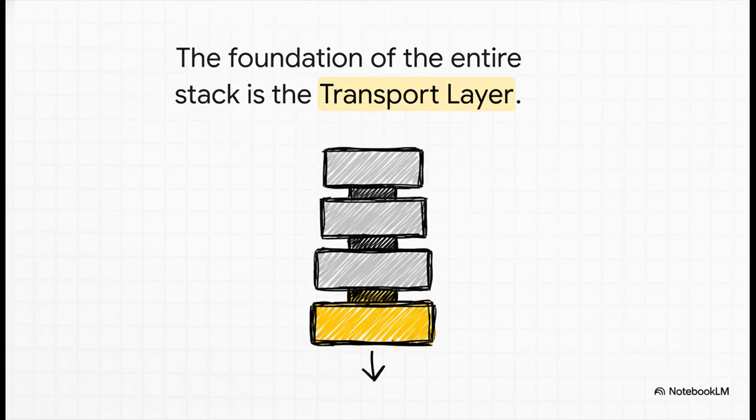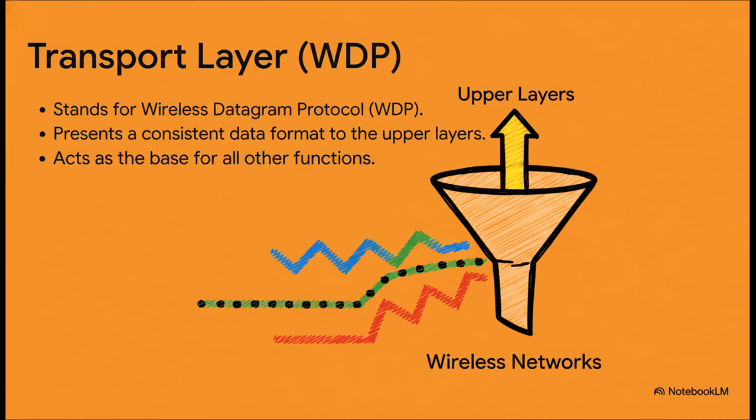So at the very bottom of the whole stack, we have the foundation, the transport layer. This layer is the Wireless Datagram Protocol, or WDP. I like to think of it as a universal adapter. See, back then, there were tons of different wireless networks. This layer's job was to grab data from any of them and present it in one consistent format that the rest of the stack could actually work with. It basically created a common ground for everything above it.